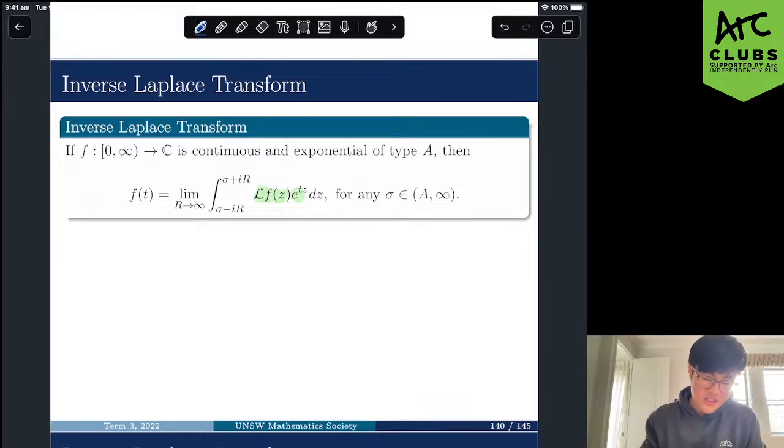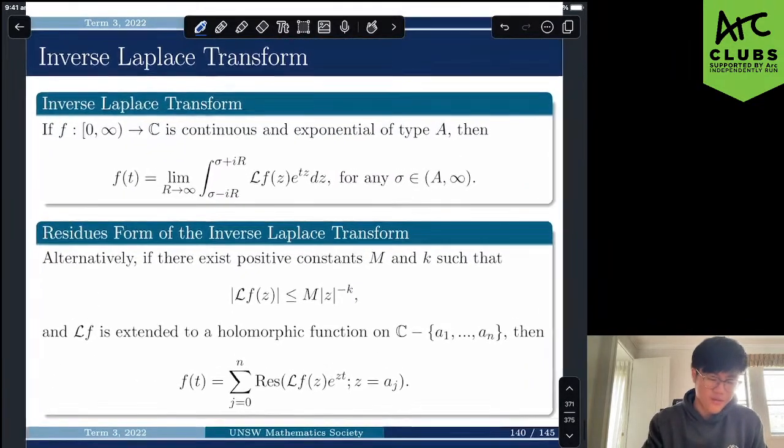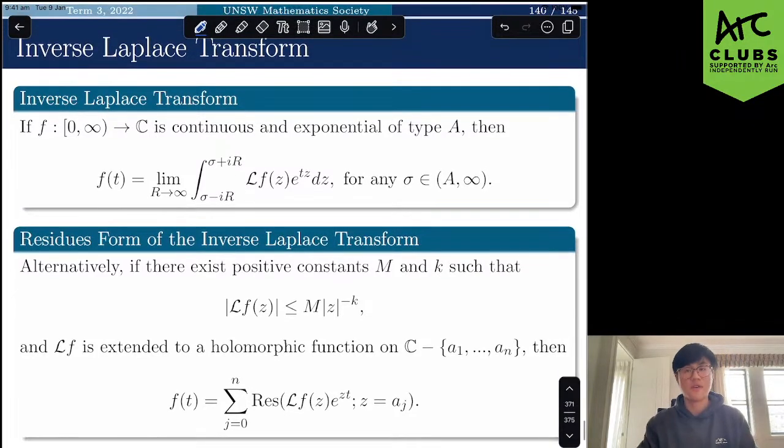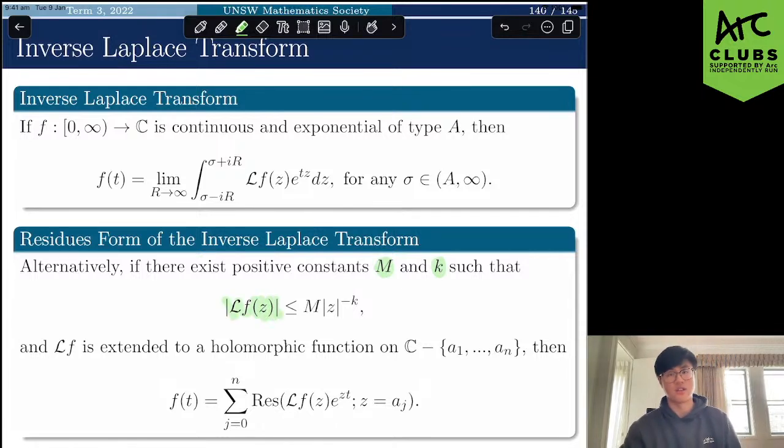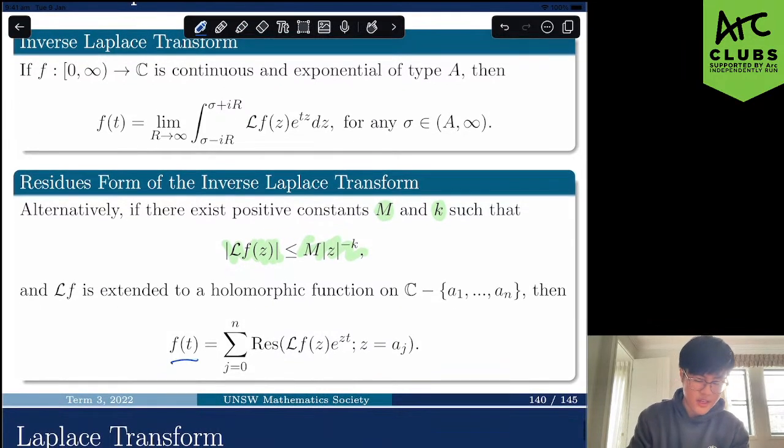What's interesting though is that there's also this other theorem for the residue form of the inverse. So assuming that there is some positive constants M and K such that the Laplace of f is less than or equal to this, what we can say is that the inverse is actually equal to the sum of the residues of the Laplace transform multiplied by e to the zt.